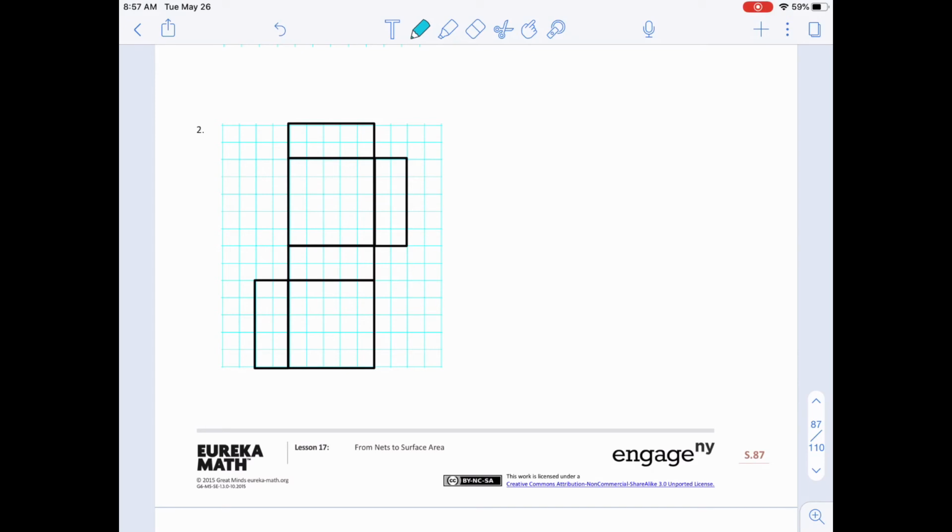Okay, this is a rectangular prism because all the faces are rectangles. There are 6 rectangular faces. 1, 2, 3, 4, 5, 6 rectangular faces. That makes it a rectangular prism. So our surface area, if you'll notice, we have 2 shapes here.